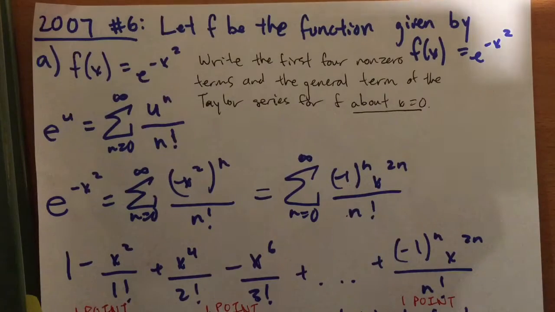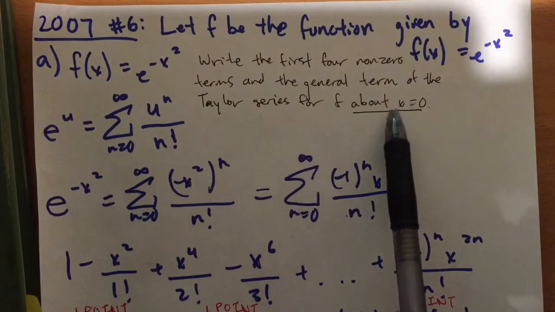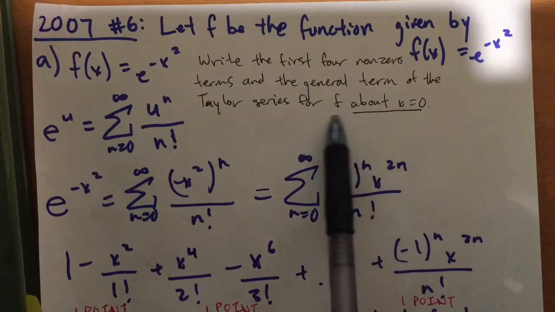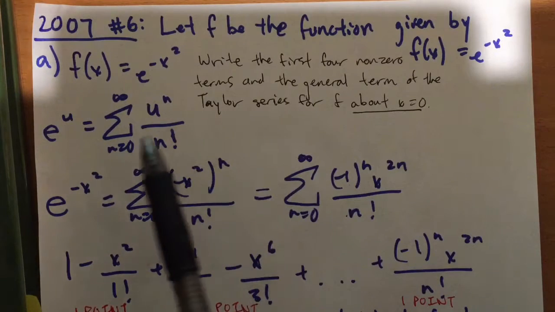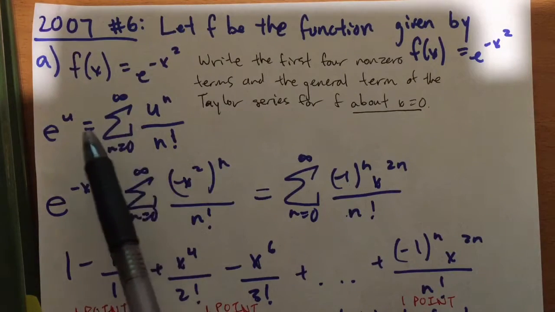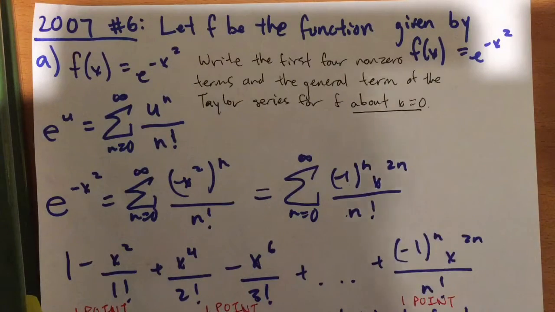x equals 0. The first thing we do is we notice that the Taylor series about x equals 0 is just a Maclaurin series. So we can use the Maclaurin series for e to the u, which is the sum from n equals 0 to infinity of u to the n over n factorial.